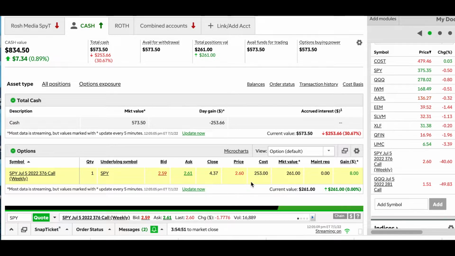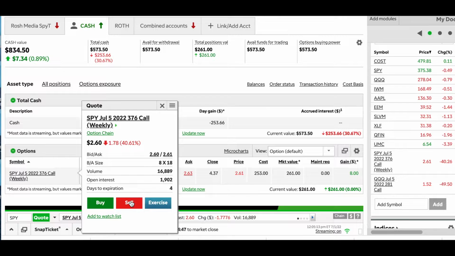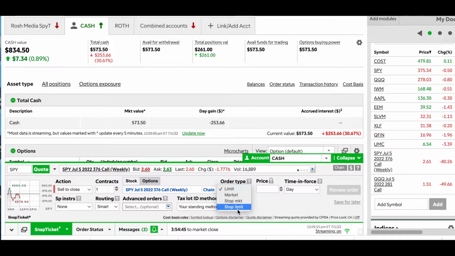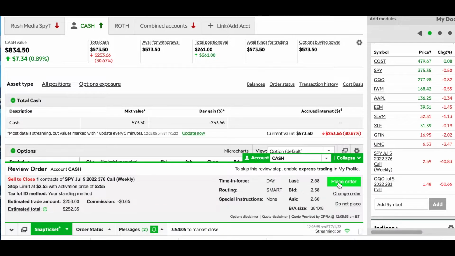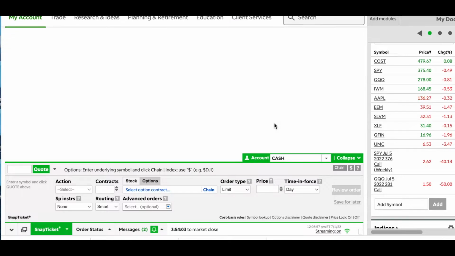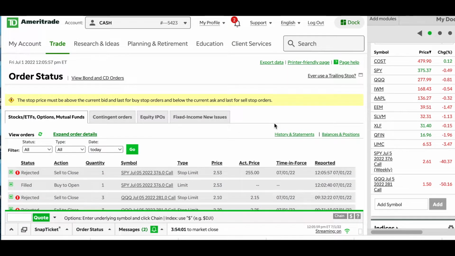So the cost of this option was $253. What I can do is put a stop underneath it to make sure I don't lose any money if I am concerned. So what I will do is put a stop limit. So I'm going to have an activation price of $2.55 and sell it at exactly what I bought it for, just in case. Review and place. Oh, it was rejected. Maybe I did it incorrectly.